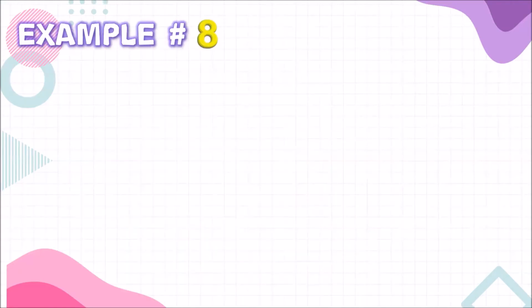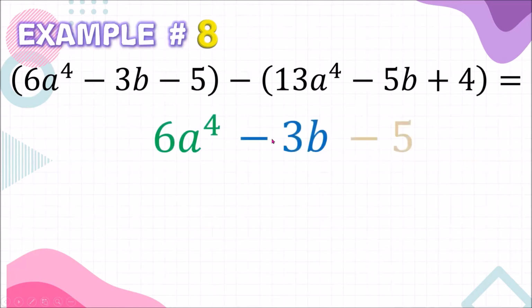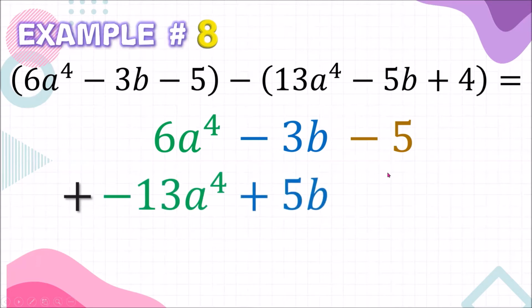Example number 8. The quantity 6a to the fourth minus 3b minus 5, minus the quantity 13a to the fourth minus 5b plus 4. Combining similar terms, again, we will proceed in addition, but change the sign of the subtrahend. So negative 13a to the fourth, positive 5b, and then negative 4.